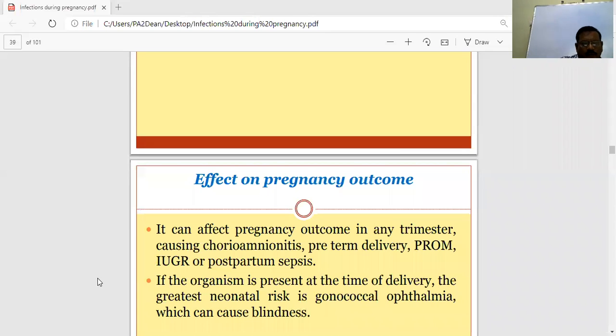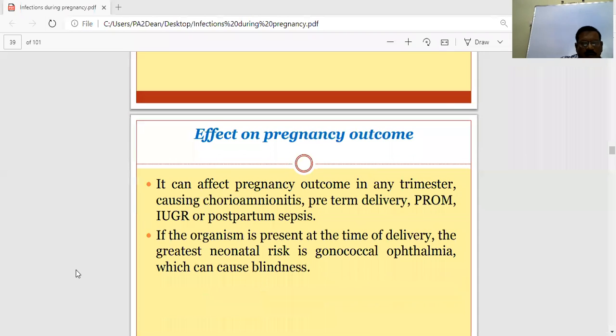Effect on pregnancy outcome: it can affect the outcome in any trimester, causing chorioamnionitis, preterm delivery, premature rupture of membranes, intrauterine growth retardation, or postpartum sepsis. If the organism is present at the time of delivery, the greatest neonatal risk is gonococcal ophthalmia, which can cause blindness.